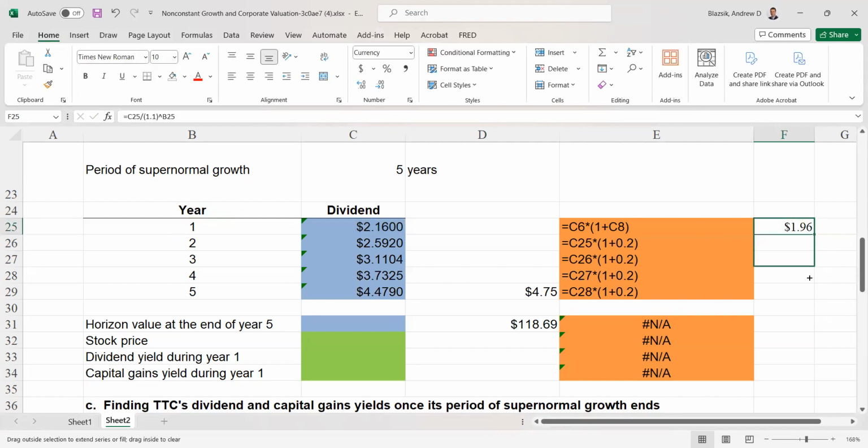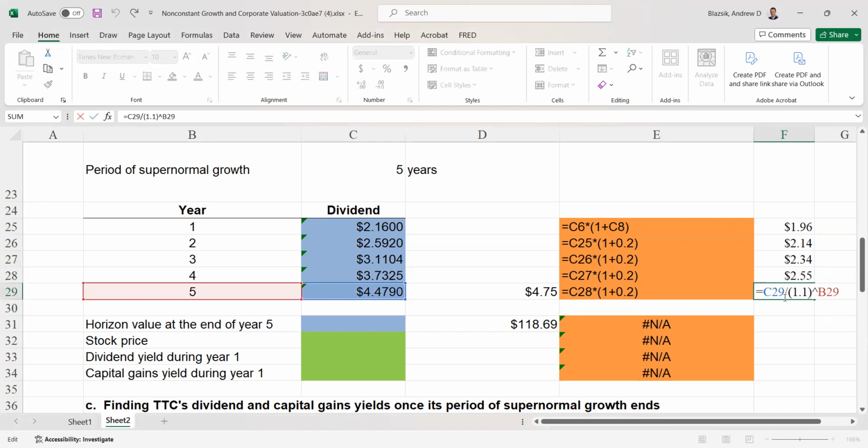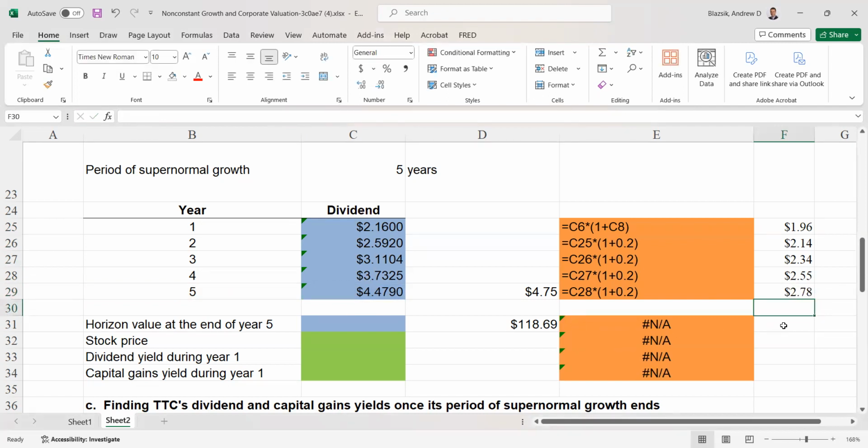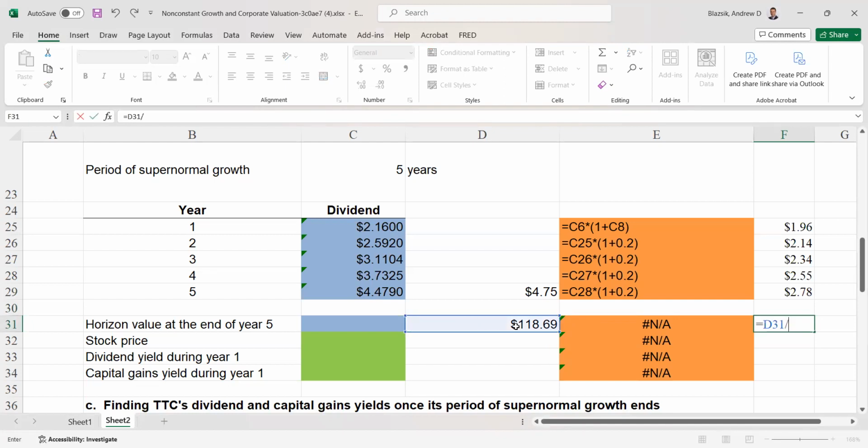I can scroll down for all 5 of these cash flows. And just to make sure I did it correctly, I'll select it. And it did that cash flow divided by 1.1, our required return, to the 5th power. Last thing I want to do is convert the perpetuity that starts in the 5th year. And I'm going to say equals. I take that perpetuity and I'm going to divide it by 1.1 to the 5th power. That starts in the 5th year.